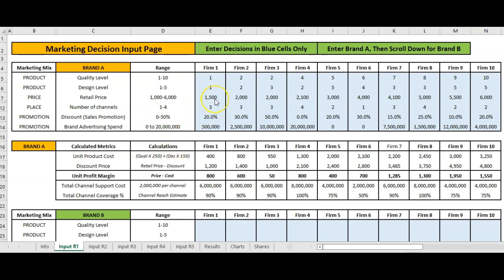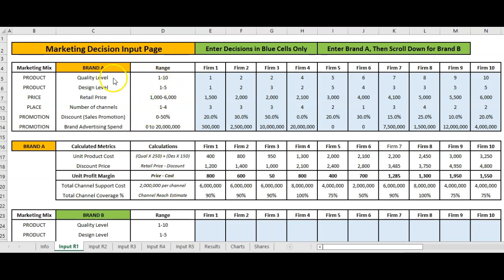So you'll have decision sheets coming back from each of your student teams. So team 1 across to team 10 for brand A, and there's also a brand B decision. If you're worried about the learning curve of your students, you could play with brand A only, so they only have one brand, or perhaps one brand only for the first round until they get the hang of the game, and then go from there.